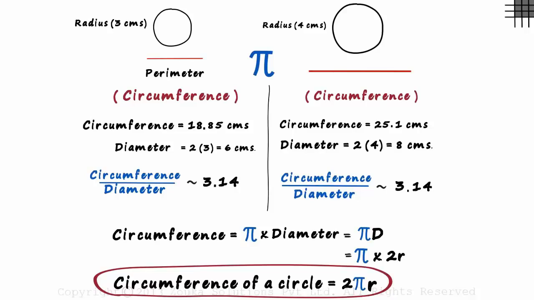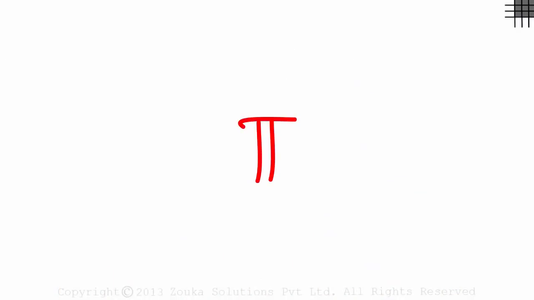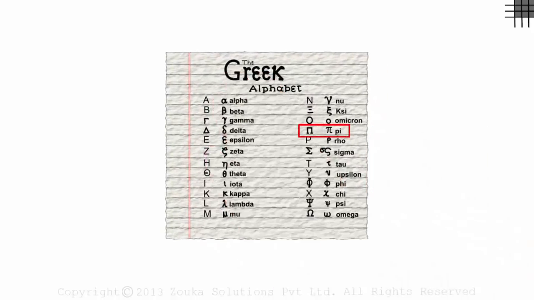There's another important thing about this special constant pi. We get the same value if we divide 22 by 7. So the value of pi approximately equals 3.14 or 22 by 7. But why do we use this symbol for pi? What is this symbol? Pi is actually the 16th letter of the Greek alphabet.